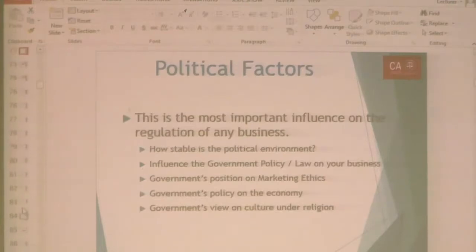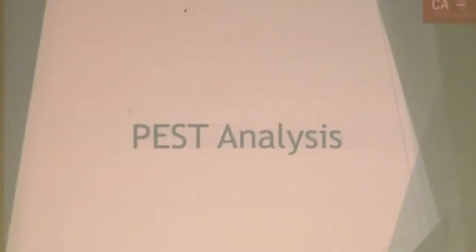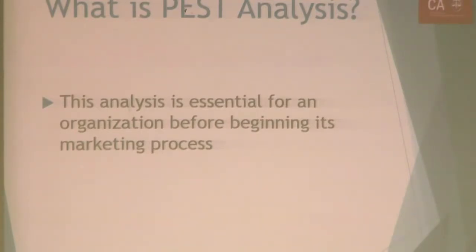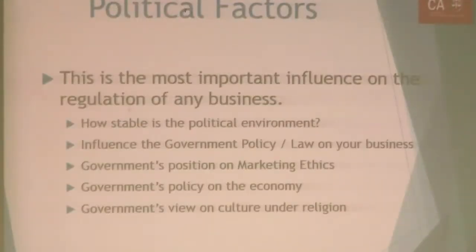The PESTLE model, of course, is something that we already know. Let's do a small discussion, because we did not discuss it in our previous lectures. The PEST analysis. What is the PEST analysis? This analysis is essential for an organization before beginning its marketing process. It consists of internal environment and external environment. So, PEST stands for political, economical, socio-cultural and technological. There is an extended version of this called PESTL, which brings in ecological and legal. But anyway, political, it talks about the regulations for business, how stable the political environment is.